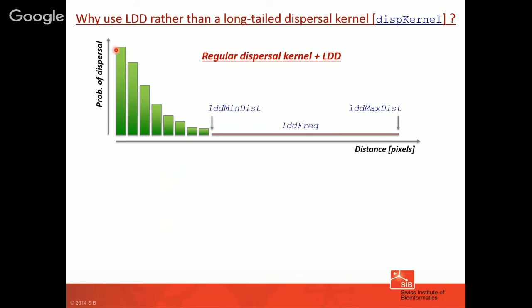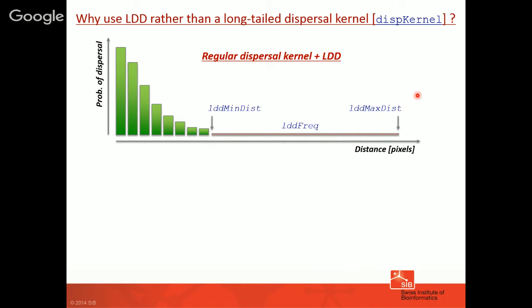If you look at it as a kernel here, you have your distance here that is measured in pixels or in cells, and your probability of dispersal here. So in green, you would have the regular dispersal. So you have different probabilities associated to different distances. And in red or in pink here, you have long distance dispersal. So, as I said, it's between a minimum distance and a maximum distance that the user can define and a given frequency. But this frequency is equal for all distances.